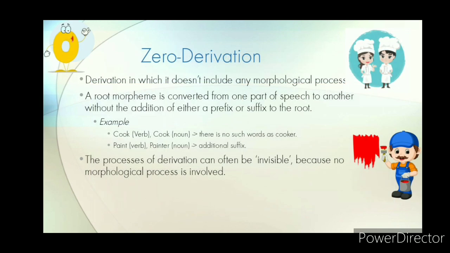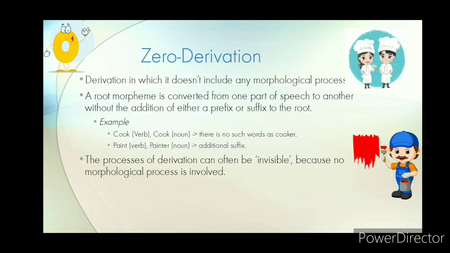Okay, as mentioned earlier, in derivation we include morphological process. But we have to pay attention that there is what's so-called zero derivation. So what is zero derivation? Zero derivation is derivation in which it doesn't include any morphological process. So there might only be semantic process and syntactic process.